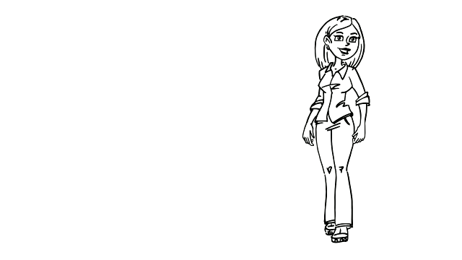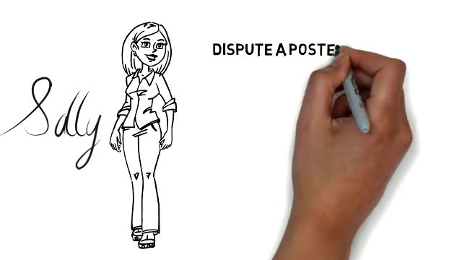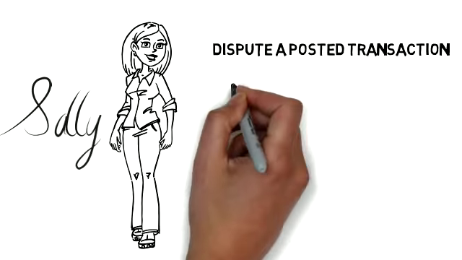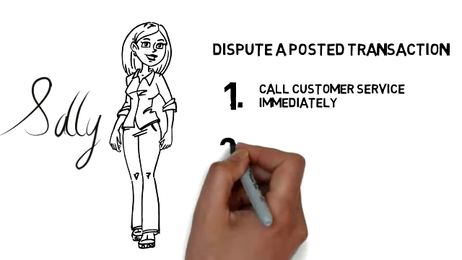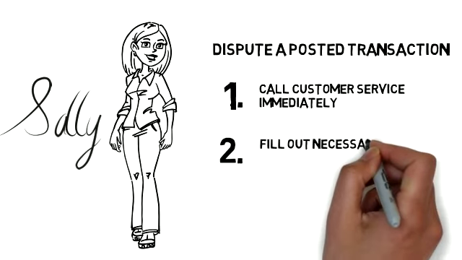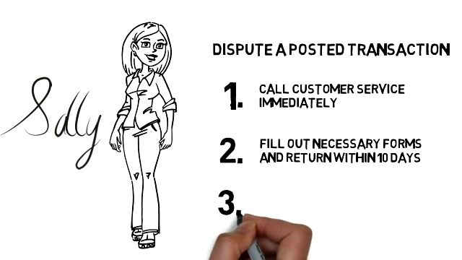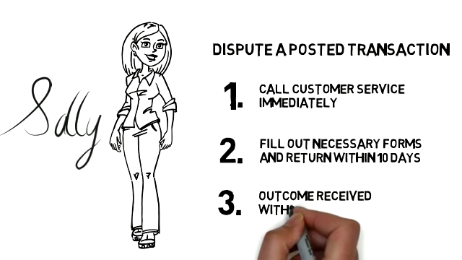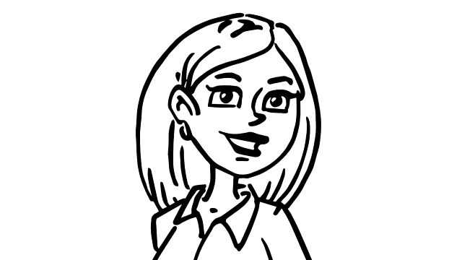So, to recap, this is Sally. Sally needs to dispute a posted transaction. One, Sally calls customer service immediately. Two, Sally fills out the necessary forms and returns them within 10 days. And three, Sally receives an outcome within 90 days. Following these simple steps will keep Sally smiling.